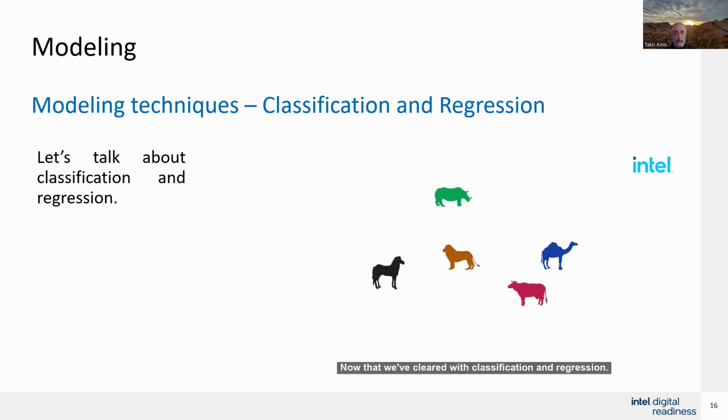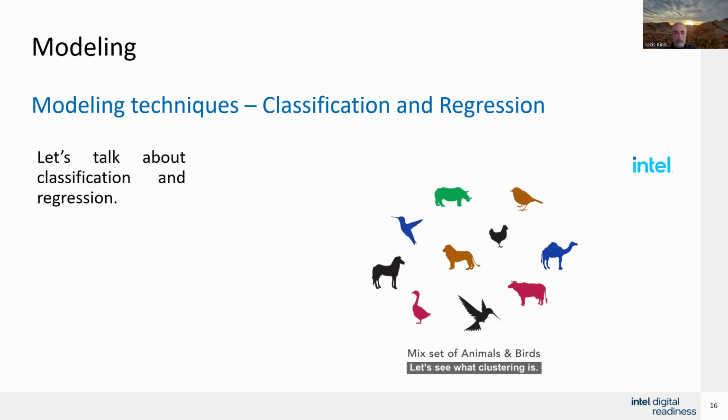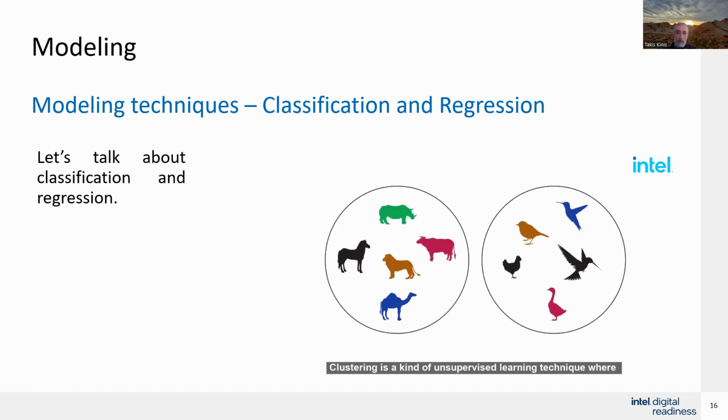Now that we are clear with classification and regression, let's see what clustering is. Clustering is a kind of unsupervised learning technique where unlabeled data is grouped into clusters after training is complete. For example, if you have a set of images depicting the shadows of different forms of wildlife, then the clustering algorithm is likely to form two separate groups. One being animals and the other being birds. Notice that we talk about shadows since the data we deal with is unlabeled.